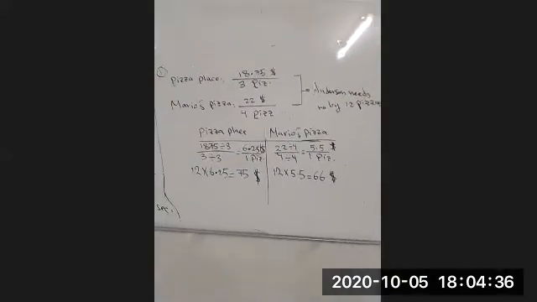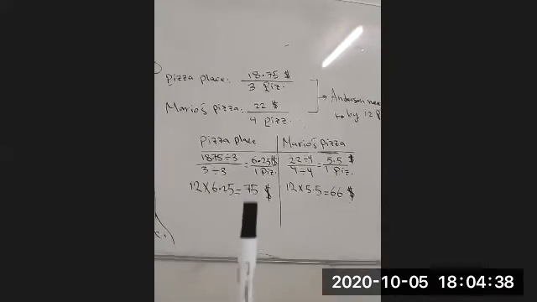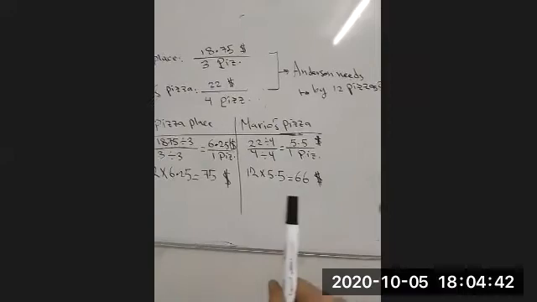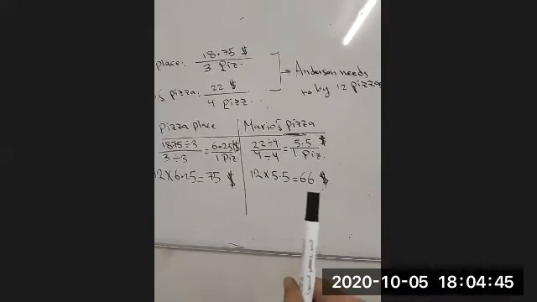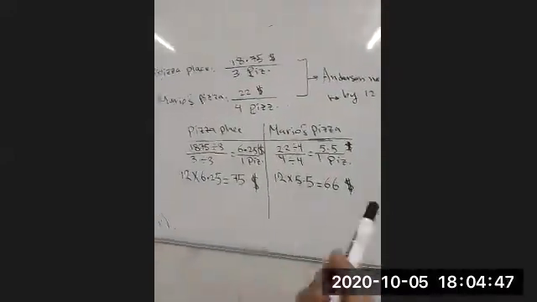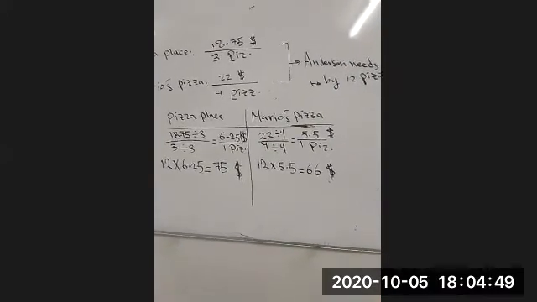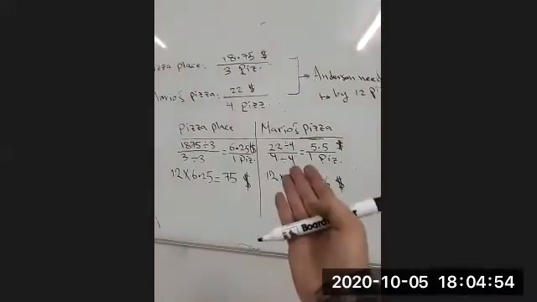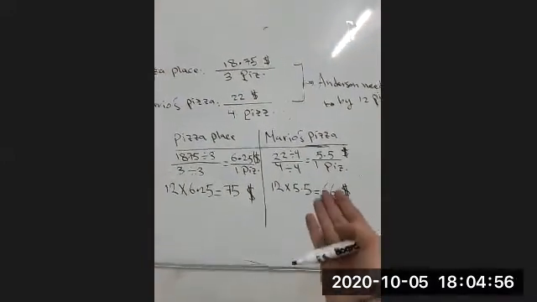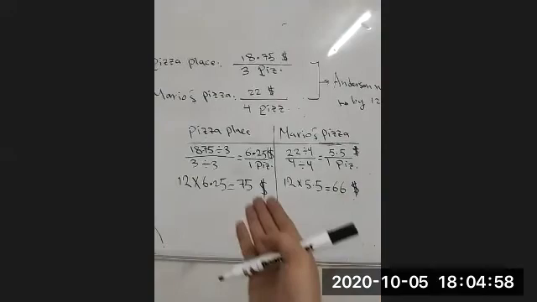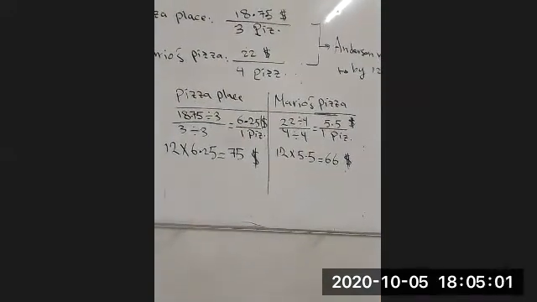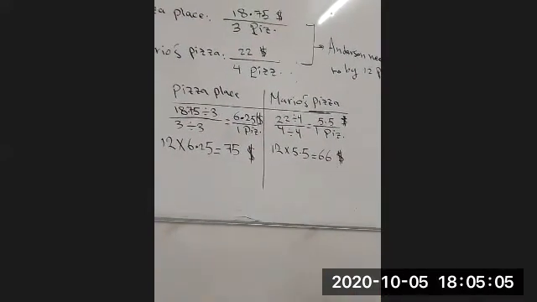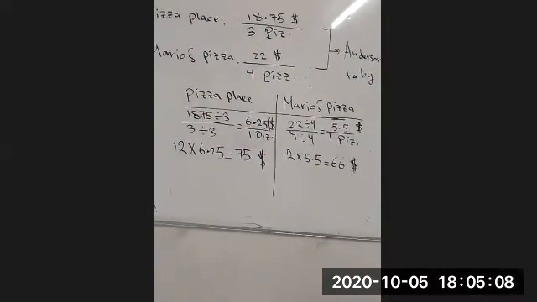Now look at the board. The price of the 12 pizzas in the pizza place is how much? 75. In Mario's place, how much? 66. Which place will Anderson choose? The Mario's place, because this price is lower than this price, right? How much will he save between the two prices?